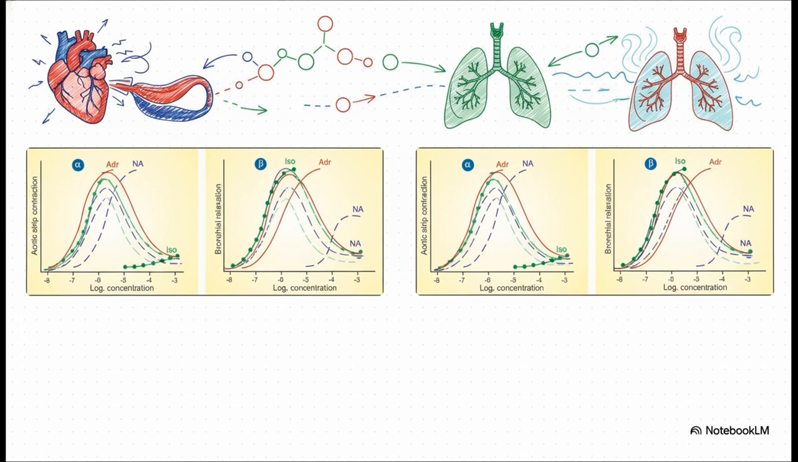Now look to the right. This is bronchial muscle from the lungs, and it's full of beta receptors. Here, isoprenaline is the king. It causes a powerful relaxation. See? The effect of the drug depends entirely on which type of receptor is present in that tissue.